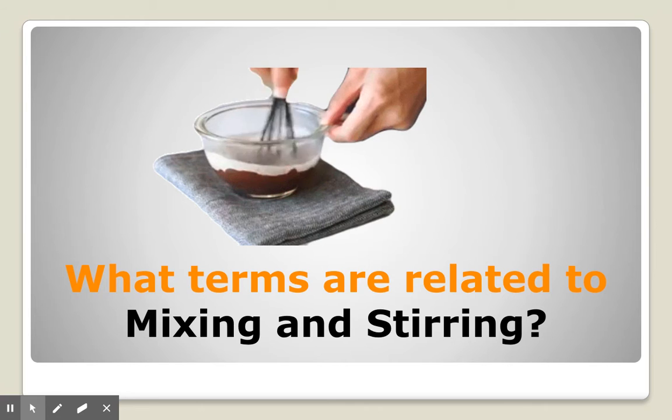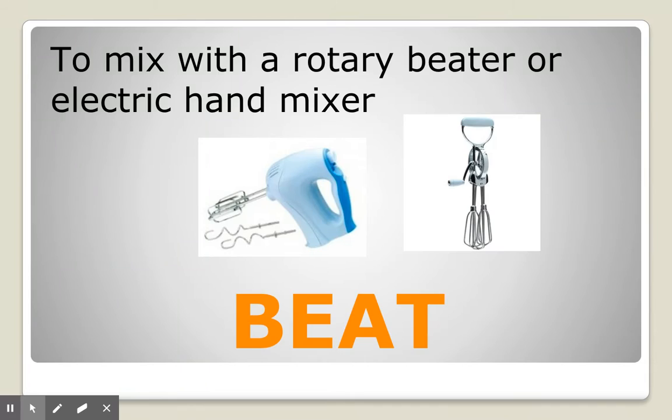What terms have we talked about in class or things that you've used at home that are related to mixing and stirring? Hopefully you're thinking of some of the ones that we're going to cover today. The first is to mix with a rotary beater or electric hand mixer. This term means to beat.